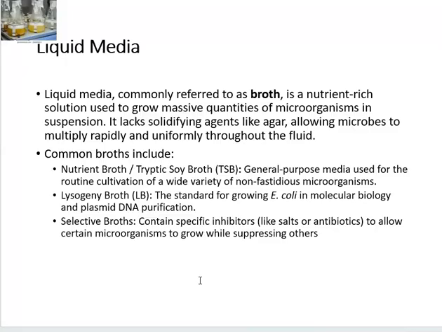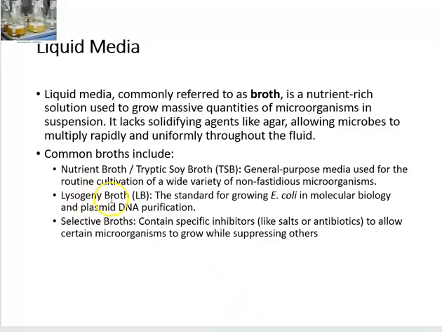The most common one that we use is TSB, tryptic soy broth. It is a nutrient broth. It is a general purpose broth, and it's used to cultivate this wide variety. Anytime you have a general purpose media, whether it's an agar or a broth, it's going to grow most everything. Not everything, but most everything.